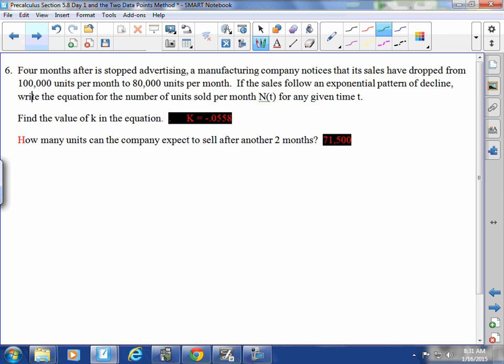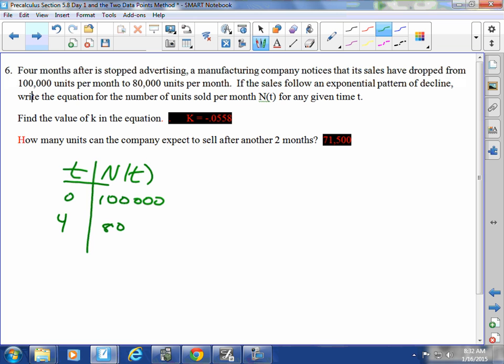I think this is the last one, isn't it? 6. 4 months after it stopped advertising, the company noticed that its sales have dropped from 100,000 units per month to 80,000 units per month. What are the two data points? Oh, they're calling it N, I'm sorry. At time 0, how many units are being sold per month? Four months later, how many units are being sold per month? 4 months later, we're down to 80,000 units. How many units can the company expect to sell after 2 months? So we're looking for a value in here.